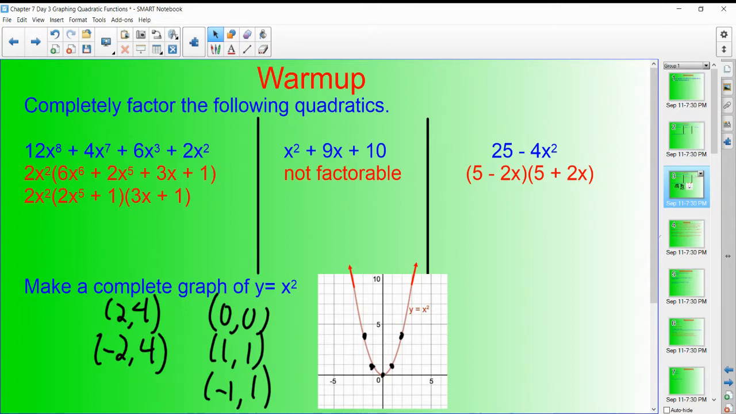Now this is what we call a parent graph. This graph hasn't been moved left or right, hasn't been stretched, hasn't been flipped upside down. It's just the basic graph of x squared. We're going to have to use this idea of a graph today when we see more complicated equations that have x squared in them. Everything we graph today is going to be a parabola, but it might be shifted up, or it might be stretched, or it might be upside down, could be moved left or right. And we're going to figure out how do we know.